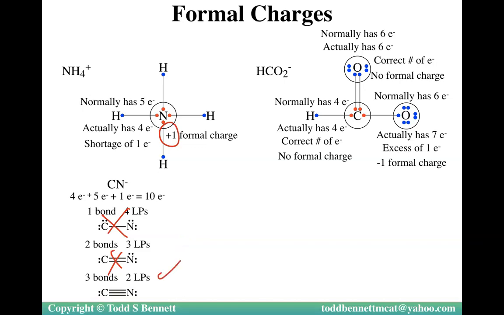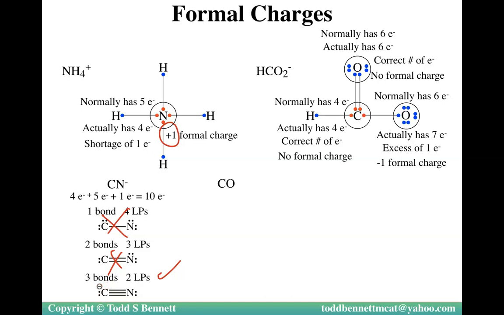But now I need to figure out what the charges are. Nitrogen normally has 1, 2, 3, 4, 5 electrons, so this one is fine. Carbon normally has 4 electrons. This one has 1, 2, 3, 4, 5, so 1 extra. So the negative charge is going to be on the carbon. Go ahead and put that in there. So there's my negative on the carbon, formal charge.